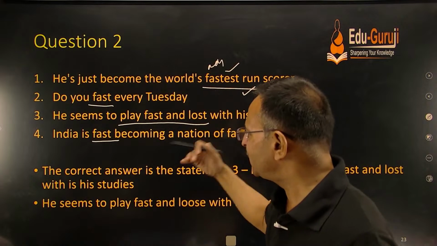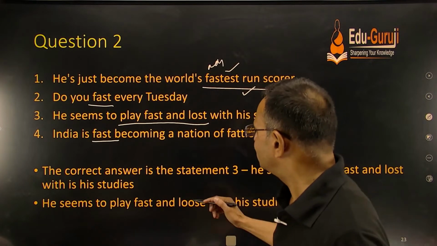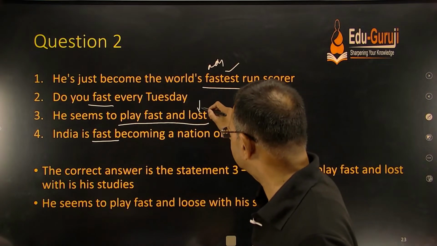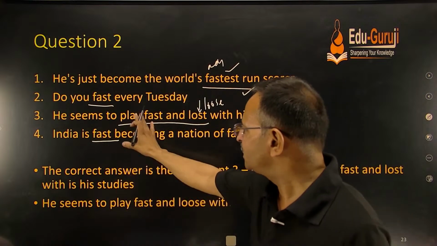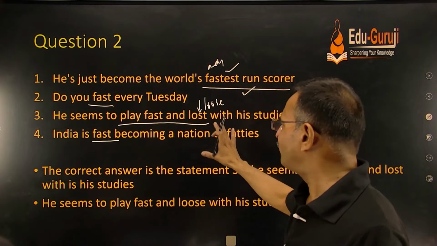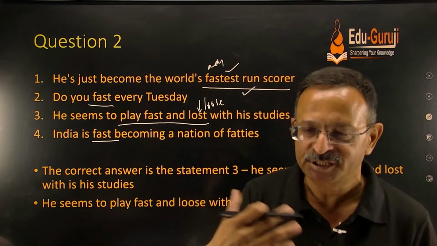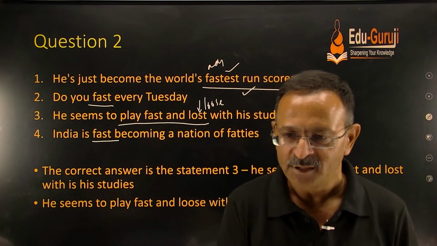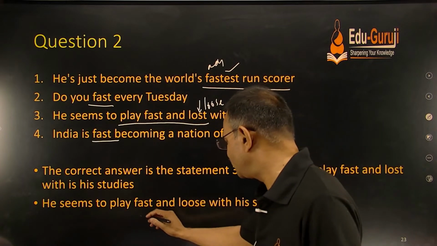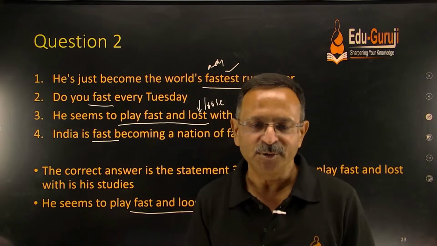So now can you make it out? What the examiner has done is, he has used lost in place of loose. The correct answer should be, he seems to play fast and loose with his studies. That means he is not giving attention to studies, or he is not concentrating or focusing on the studies. So the correct would be to play fast and loose with his studies. I hope it is clear to you.